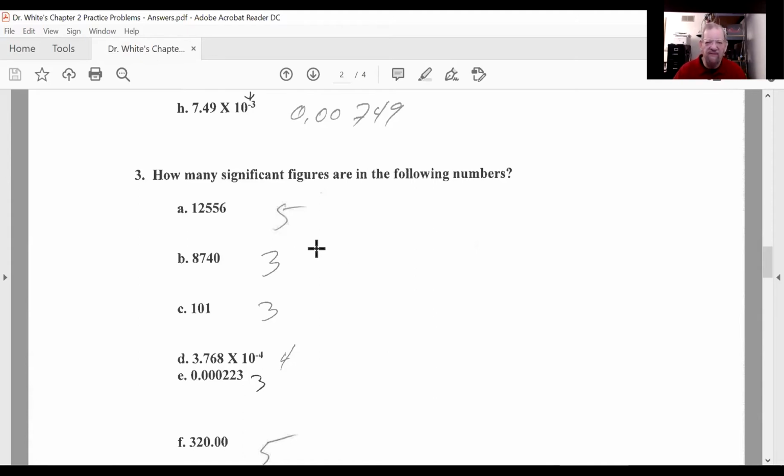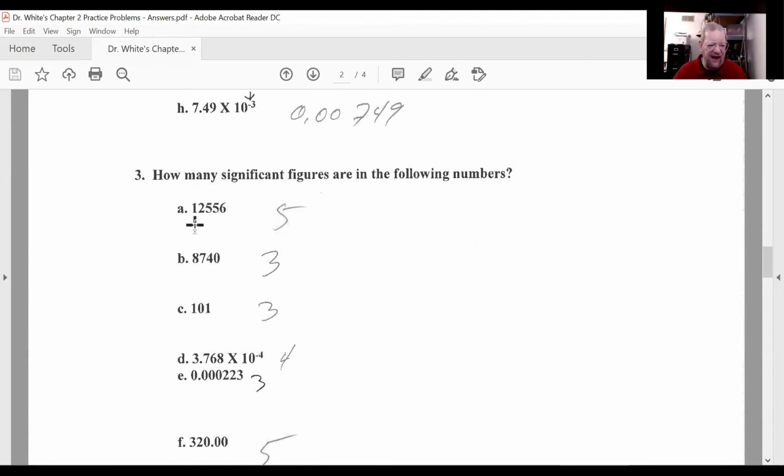All right, 1, all non-zero numbers, integers, are significant. Zeros at the end without a decimal point are not significant. Lead zeros with a decimal point are not significant. Zeros at the end with a decimal point are significant, and zeros confined in between non-zero numbers are significant.